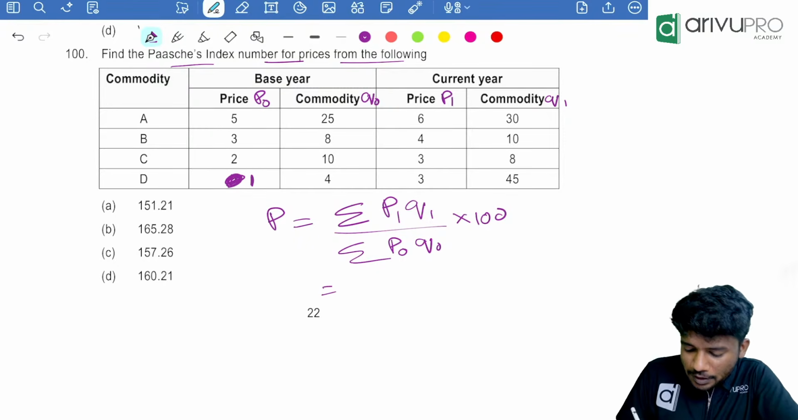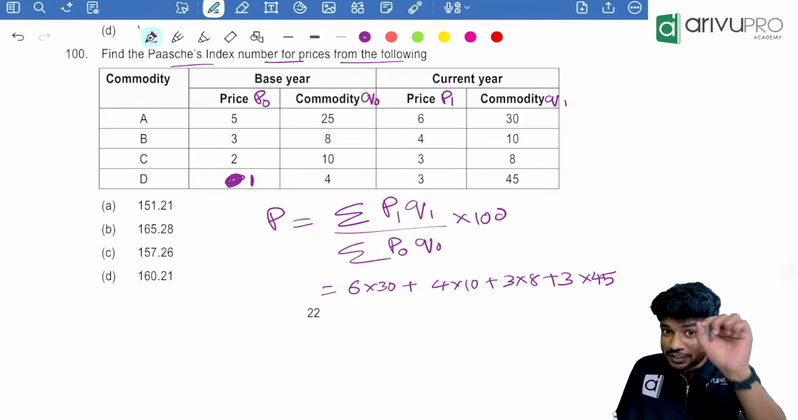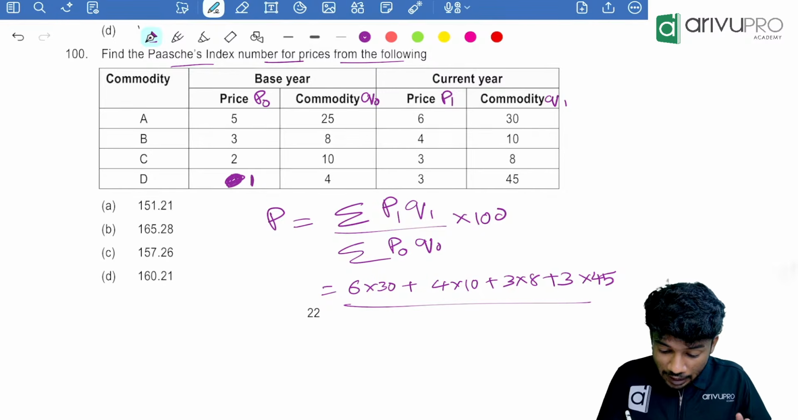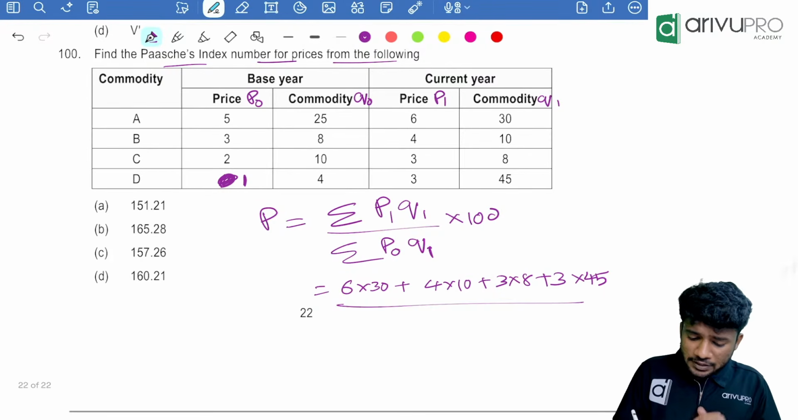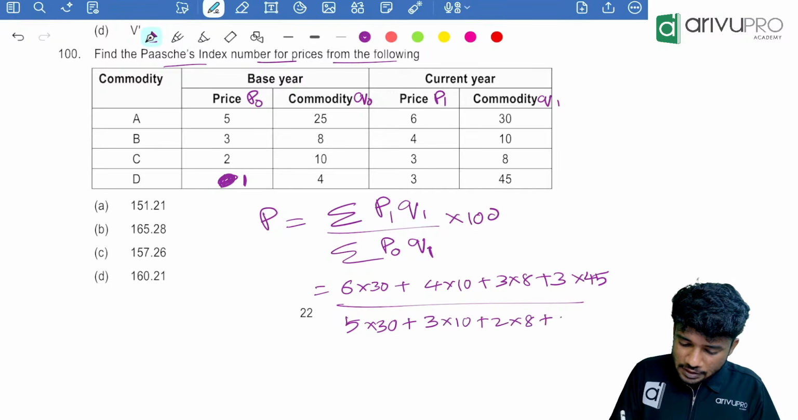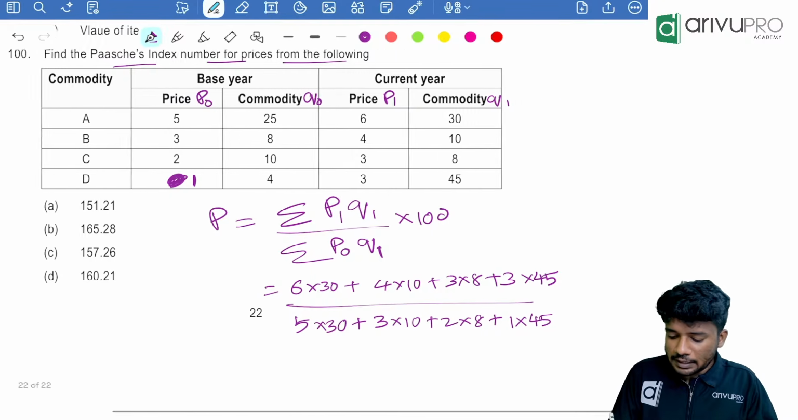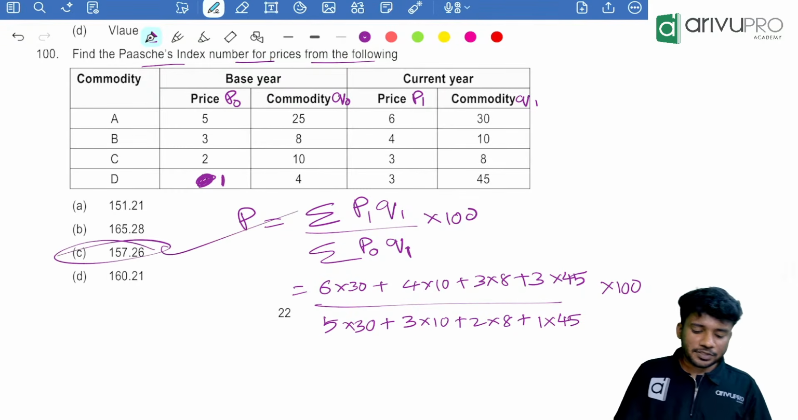Okay, which is nothing but P1 Q1, people. P1 Q1 is nothing but 6 into 30 plus 4 into 10 plus 3 into 8 plus... Don't write these steps and all, you will just use calculator and write. Okay, I'm writing for your understanding. This is P0 Q1, not Q0. Then P0 Q1 is how much? 5 into 30 plus 3 into 10 plus 2 into 8 plus 1 into 45. Then the entire thing is multiplied with 100. Just use your calculator. You will get it as option C, people.